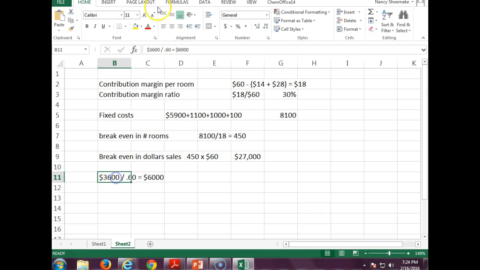Or we can do it another way. Can't we take the 8,100 divided by our contribution ratio? 8,100 divided by 30% would still give us 27,000. Right?